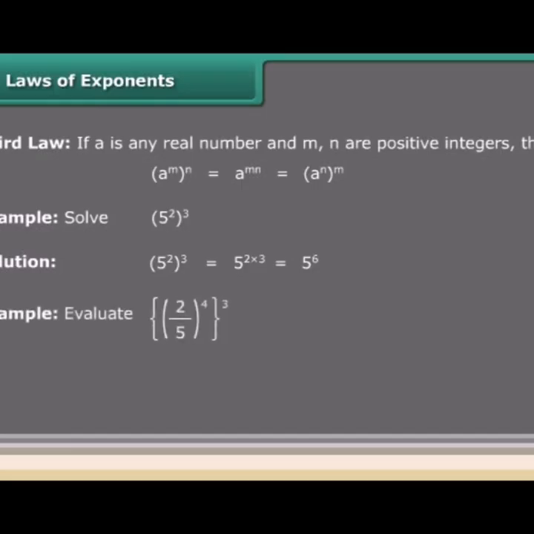Example: evaluate [(2/5)^4]^3. Solution: [(2/5)^4]^3 is equal to (2/5)^(4×3), which is equal to (2/5)^12.